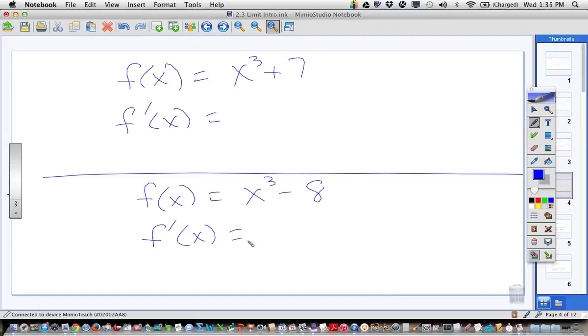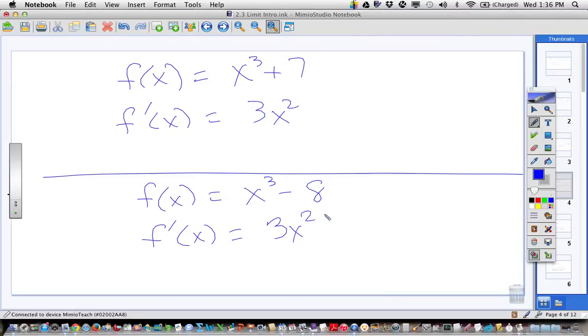All right, so the top function there, what's the derivative of that? 3x squared. Derivative of 7 is 0. A constant, the derivative is always 0. Okay, and this bottom one, derivative is?